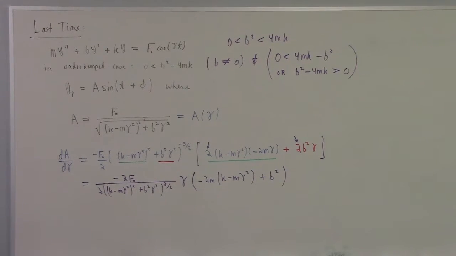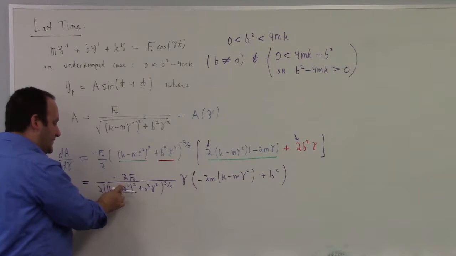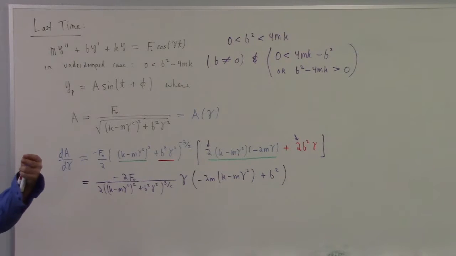So the point is, if we did have b equals 0 and k equals m gamma squared, then we have division by 0. But that's exactly the case that we worked the other day where we had pure resonance. B equals 0 brings us back to a simple harmonic oscillator, which is not the underdamped case. It's when you have no friction, you just get pure sines and cosines as your homogeneous solution. And that's the place where this particular solution is not legitimate.